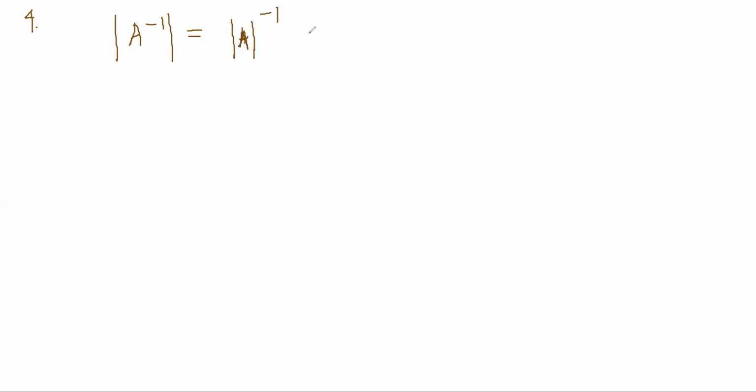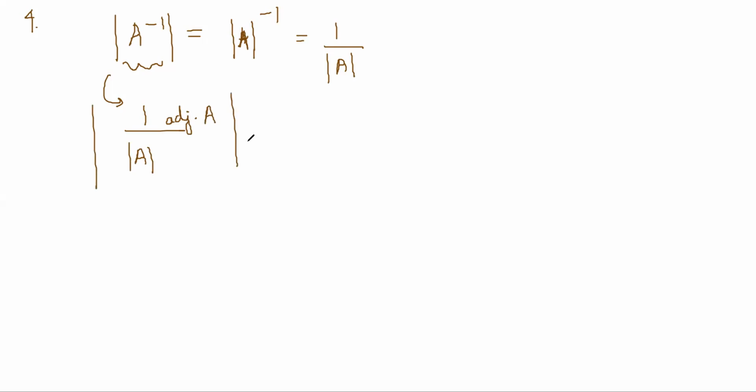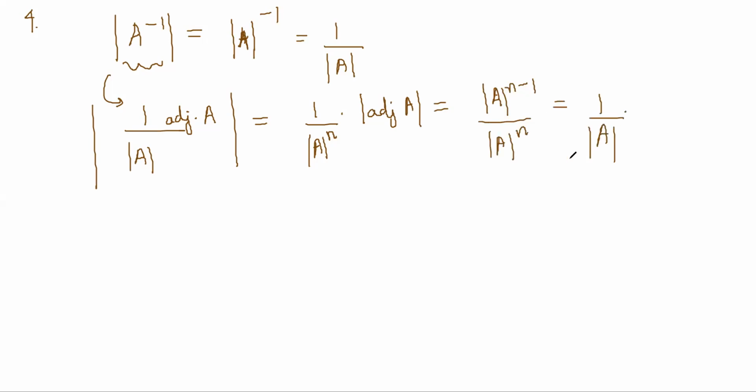Wait, how can you take inverse of a number? Oh, okay, like 1 by det A. Basically, this comes because A inverse is 1 by det of A times adjoint of A, and you're taking det of that. So that should be equal to 1 by det A to the power n, times det of adjoint of A, and on top there is n minus 1. So this becomes 1 by det of A. Normally you should not be able to do that. Your doubt is genuine, but this comes in this case.